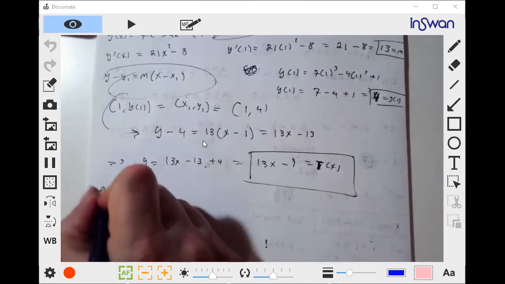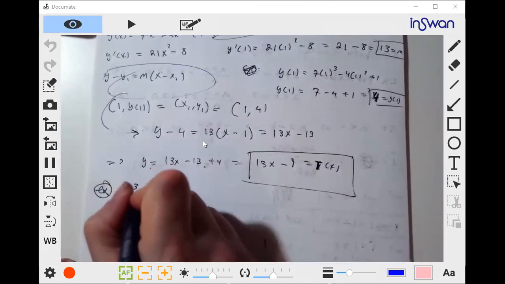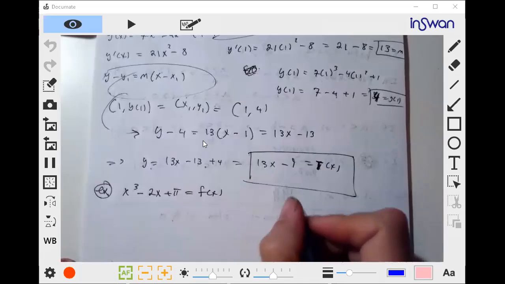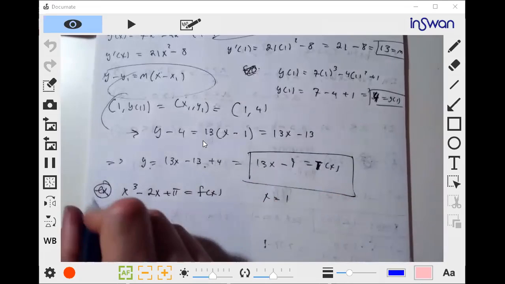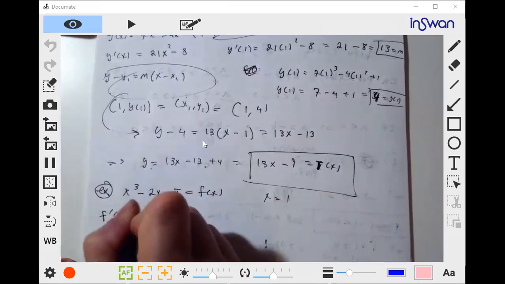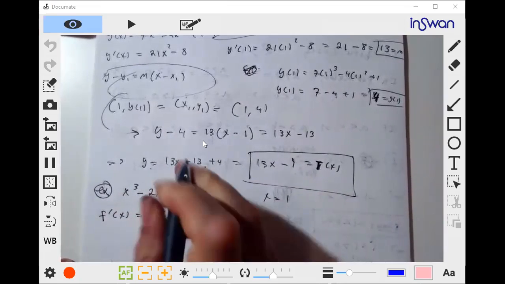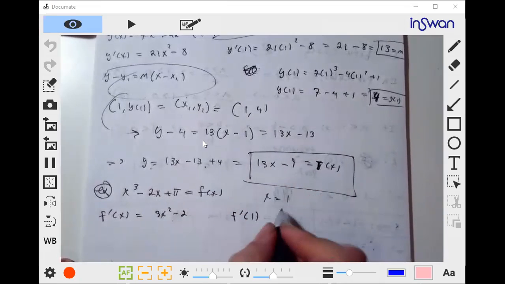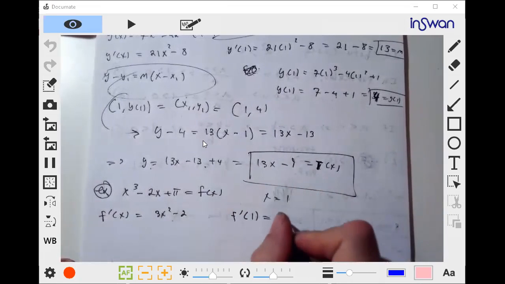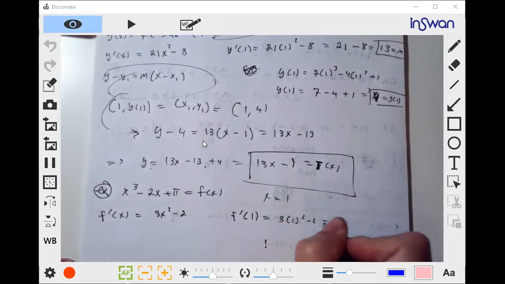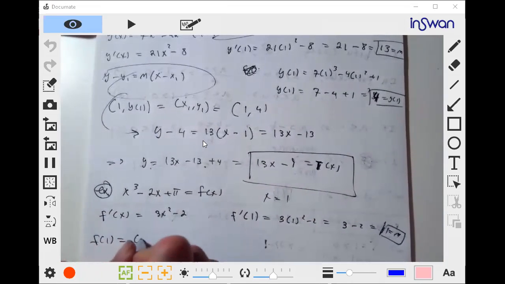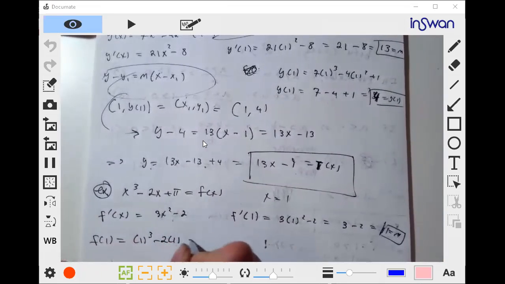Let's do another example. We have x cubed minus 2x plus pi is equal to our f of x. Let's do the same thing for x equals 1. Well, f prime of x is 3x squared minus 2. And so the slope at x equals 1 is evaluating the derivative. So this is 3 times 1 squared minus 2. That's 3 minus 2, which is 1. This is our slope. Okay, and f of 1 is 1 cubed minus 2 times 1 plus pi.